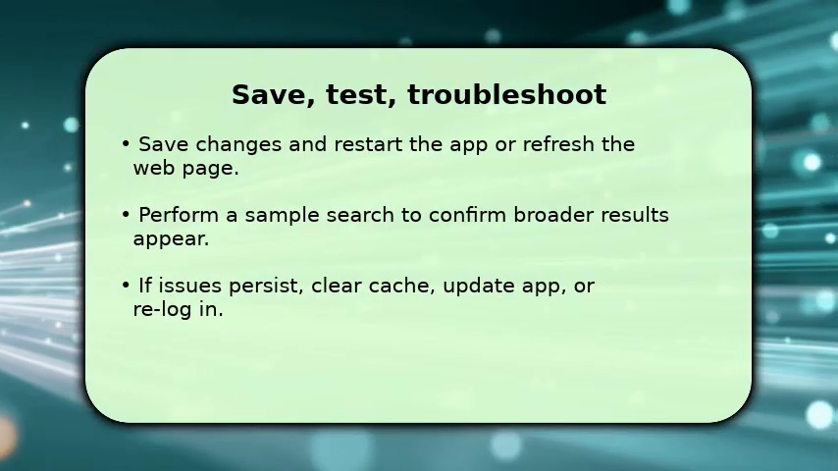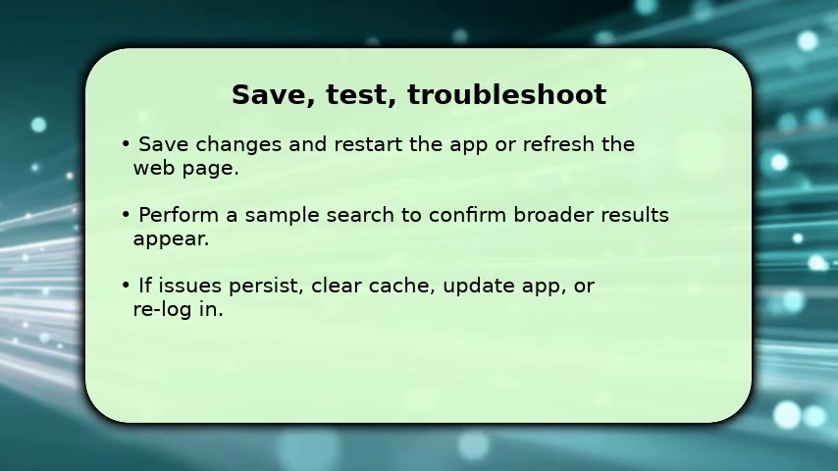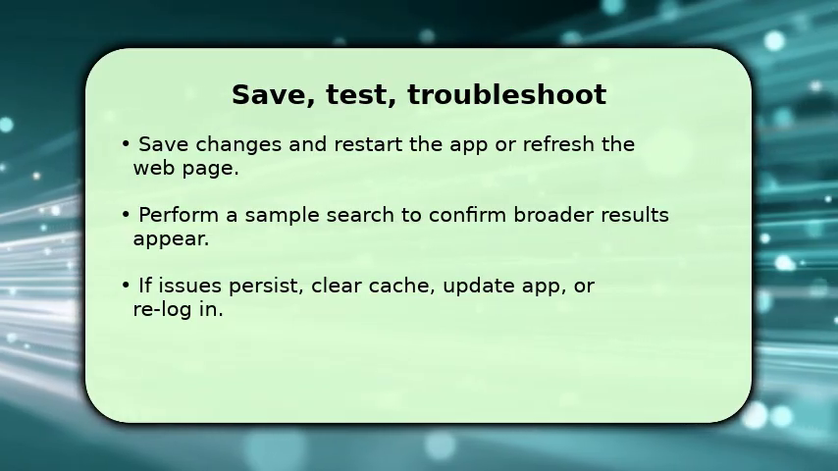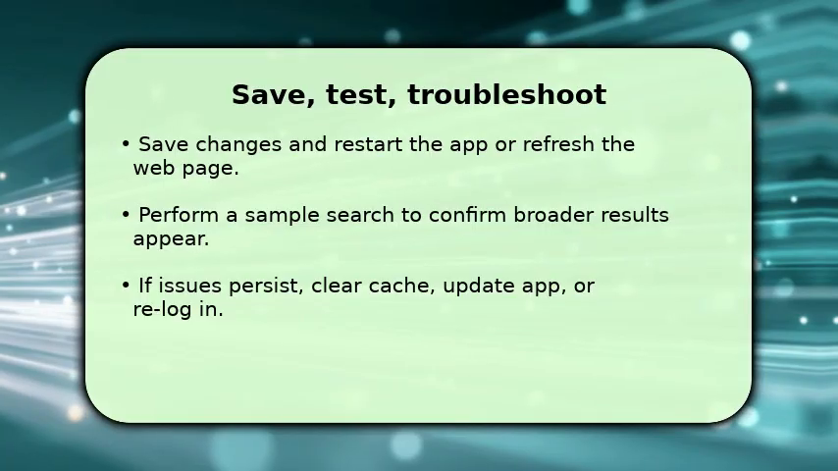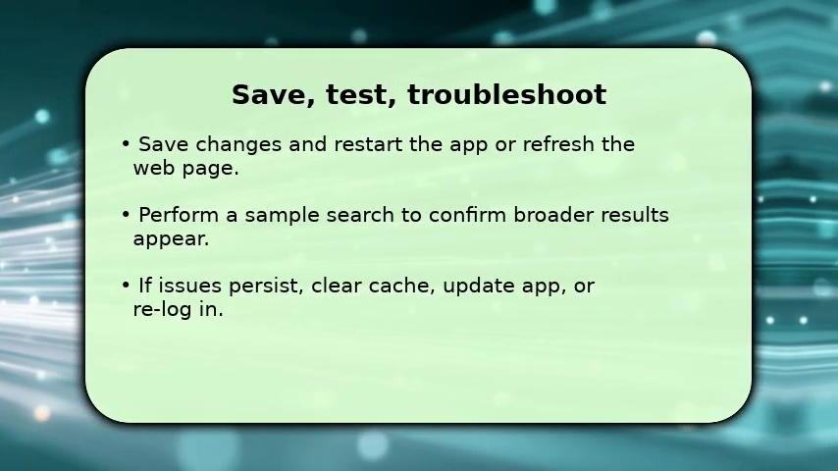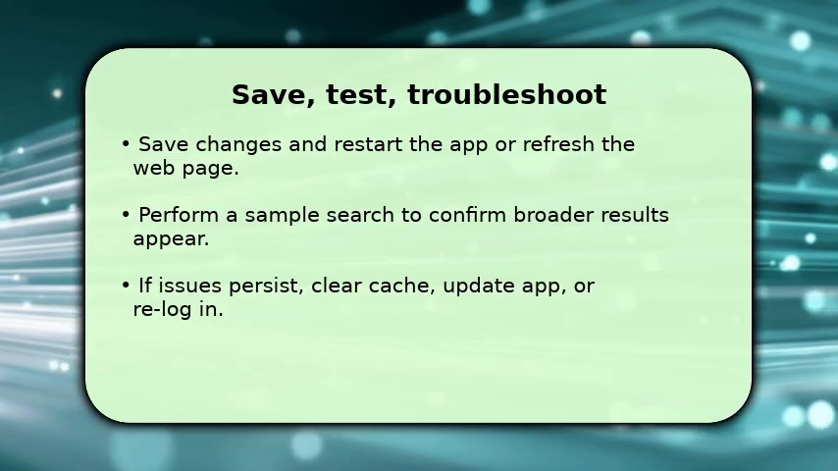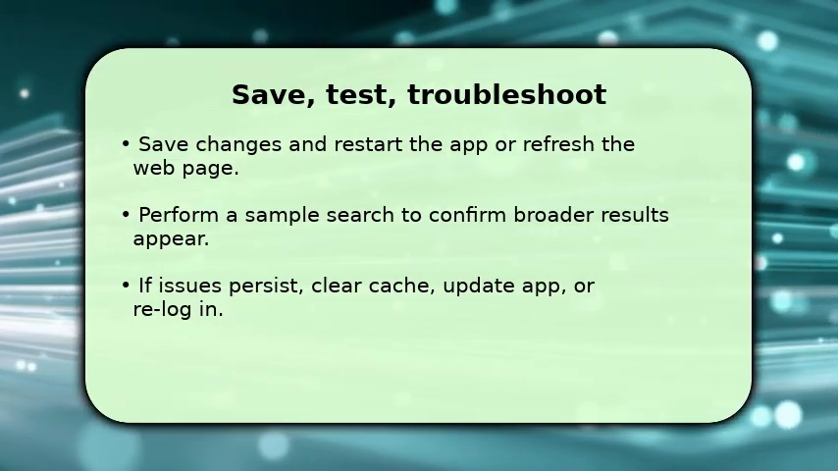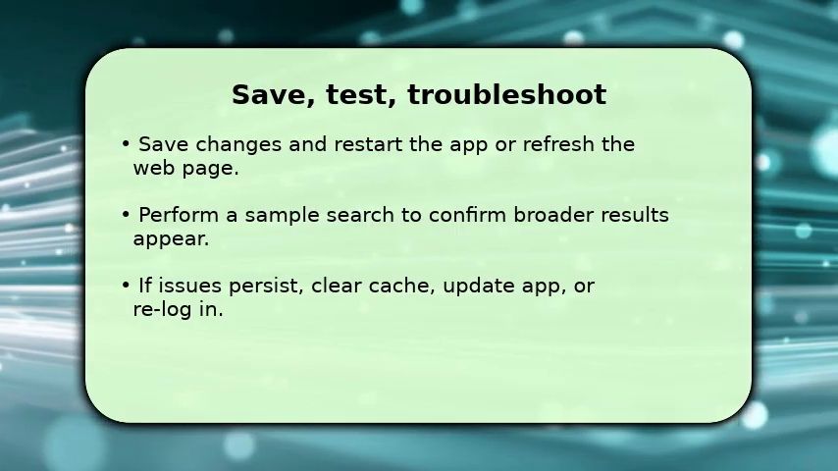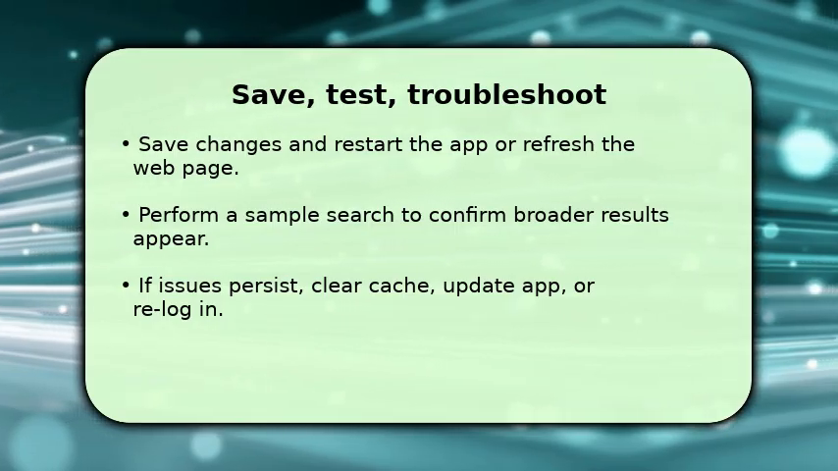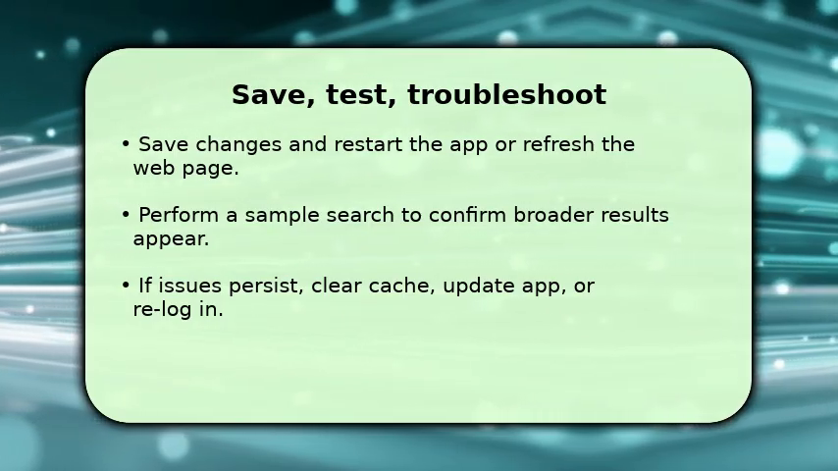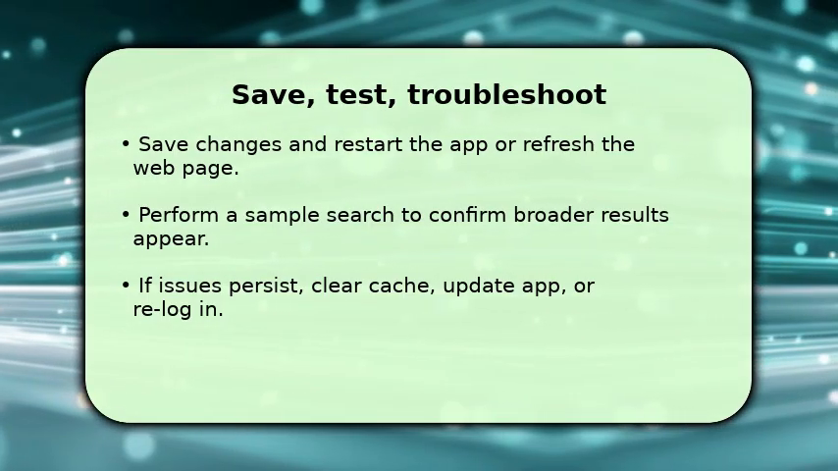Save your changes, then refresh the page or restart the app to ensure the new setting takes effect. After restarting, run a few sample searches to confirm broader results are appearing and sensitive filters are no longer excluding content. If you still see filtered results, clear the browser/app cache and update X to the latest version, then log out and back in. That resolves stale settings.